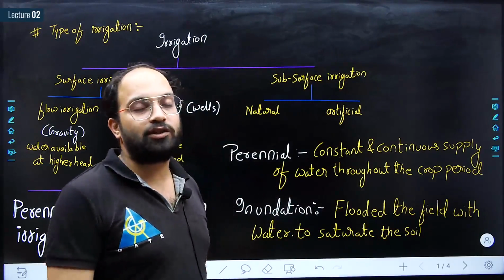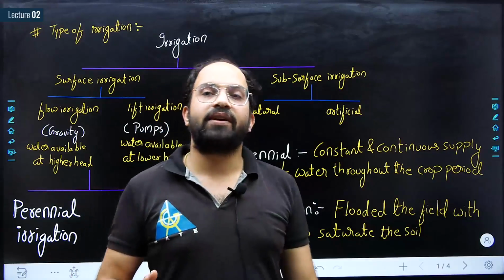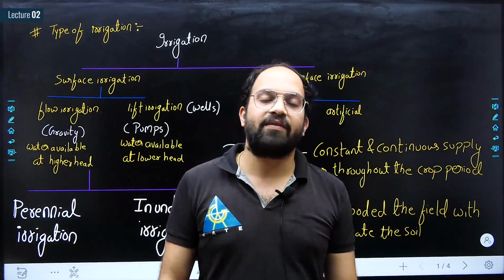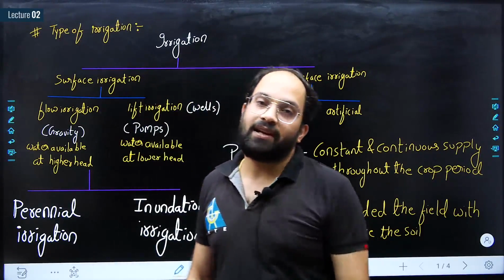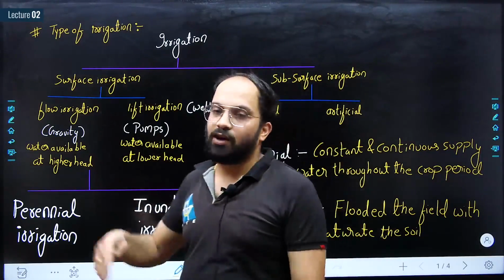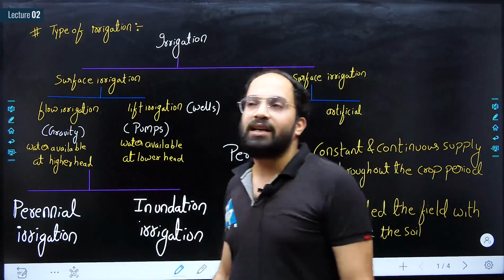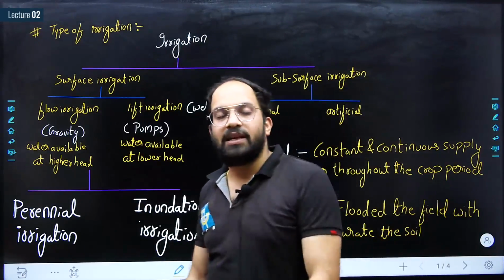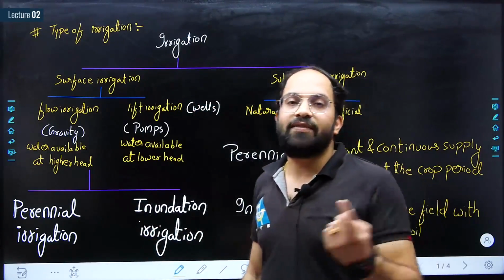So what is storage headwork? Storage headwork is nothing but a dam. When we are diverting the water of the river with the help of a dam to the canal, and these canals reach the field with gravity and supply the water on the field, that will be your flow irrigation. Or in case of diversion headwork, we divert the water with the help of diversion headwork, same. Only the ways are different.